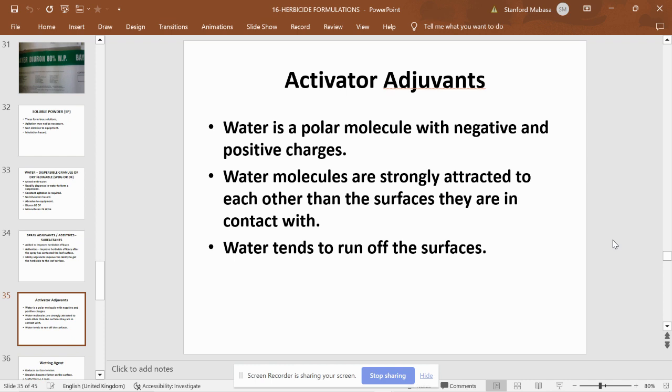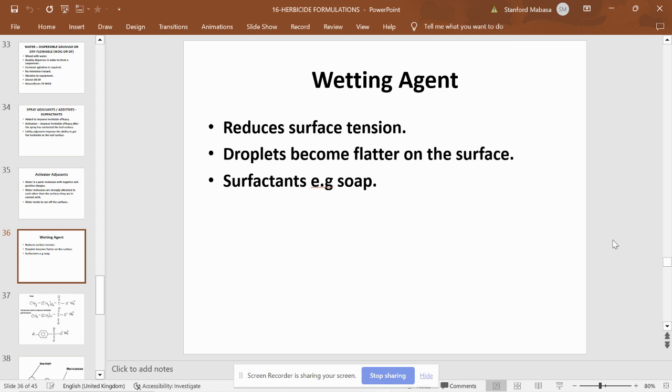Water is a polar molecule with negative and positive charges. Water molecules are more strongly attracted to each other than the surfaces they are in contact with. So water tends to run off the surfaces. This is why we need activator adjuvants to stop this problem of water rolling off leaf surfaces. So wetting agents can reduce surface tension. Droplets become flatter on the surface.